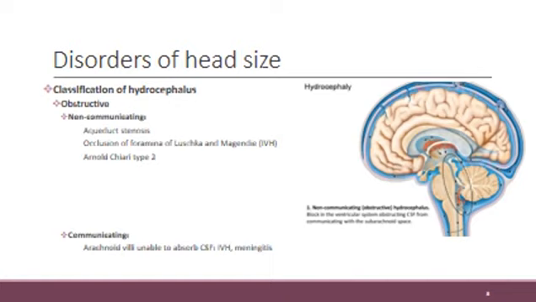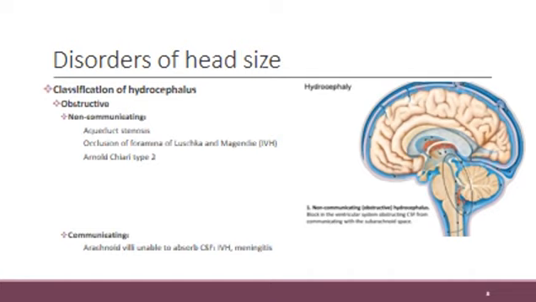communicating hydrocephalus. In non-communicating obstructive hydrocephalus, there is no communication between the ventricles and the subarachnoid space, and there are basically three common sites of obstruction. The first is in the aqueduct of Sylvius, where there might be a stenosis. It can also be due to occlusion of the foramina of Luschka and Magendie, which may be the result of intraventricular hemorrhage that leads to basal adhesions. And then lastly, the Arnold-Chiari type 2 malformation that is associated with the myelomeningocele can lead to blockage.